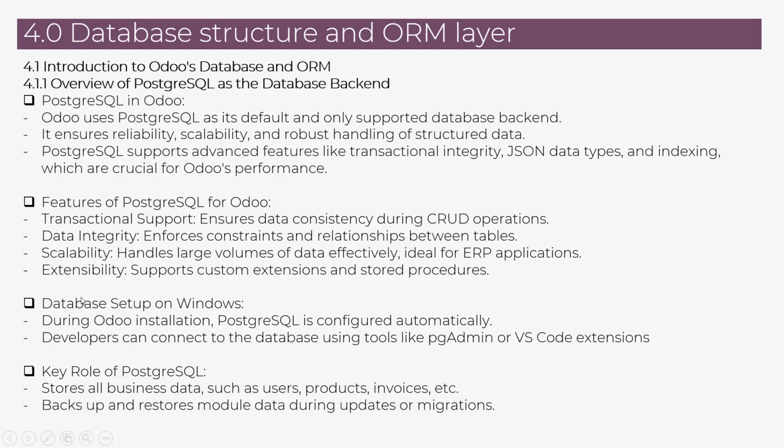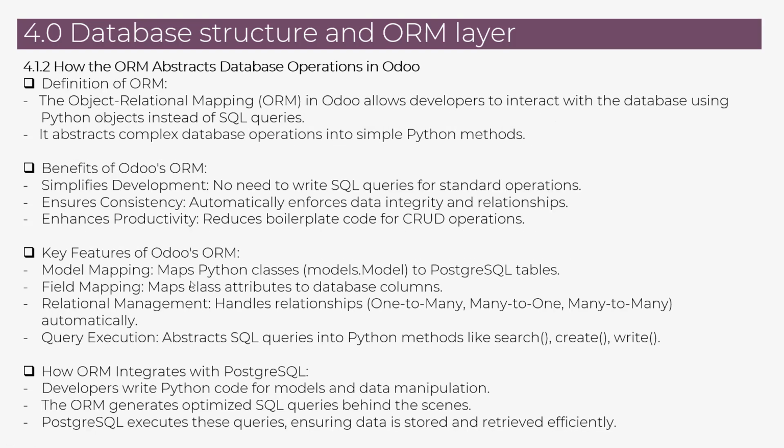So when installing on Windows, Odoo automatically installs PostgreSQL unless there's another previous version running. The role of PostgreSQL is to store the business data and all the other data. So how the ORM abstracts the data: as mentioned, it creates Python objects that connect to the database through SQL queries.